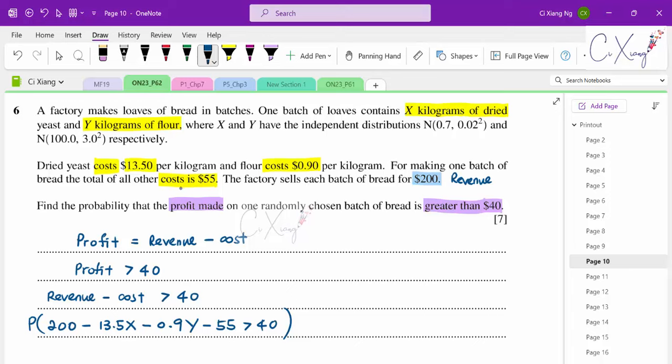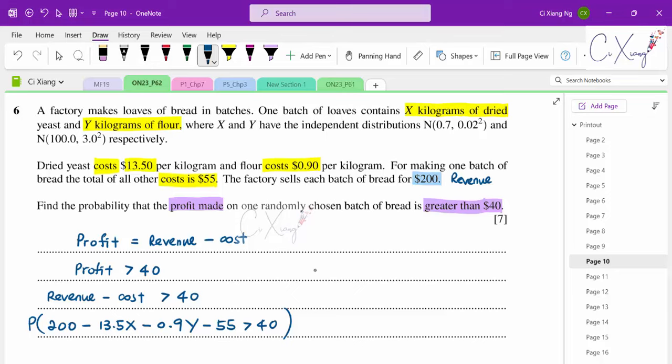Okay, and before we can calculate the probability, since we know all the X and Y here are normally distributed, therefore all the linear combination here of the X and Y is also normally distributed. And now we have to find out the mean and also the variance for the equation that we have here, so that we can continue to calculate the probability. Alright, so here the problems come.